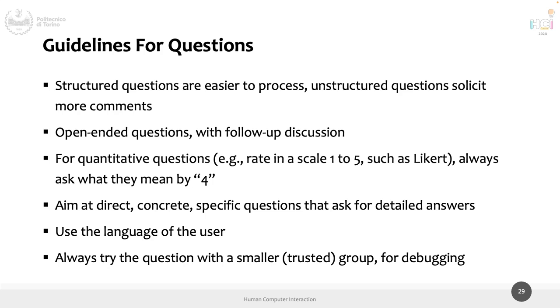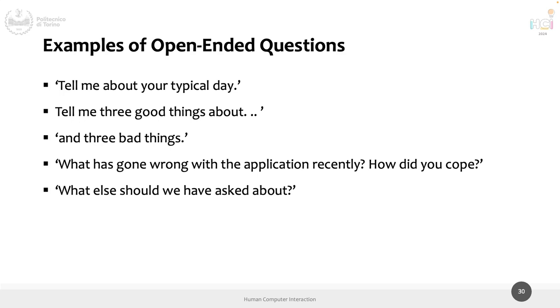When you write questions, and this is even more true for surveys, always try the interview with a smaller, trusted group of friends for debugging. So if I prepare 10 questions and ask him those 10 questions, even if he's not in the target population, and he's not able to understand what I mean by question number 2, then maybe I will need to refine that question before going and interviewing 10 people in my target population. So get some friends, some people that live with you maybe, and ask them these questions to see if they work or they're not understandable, just for a cycle of debugging.